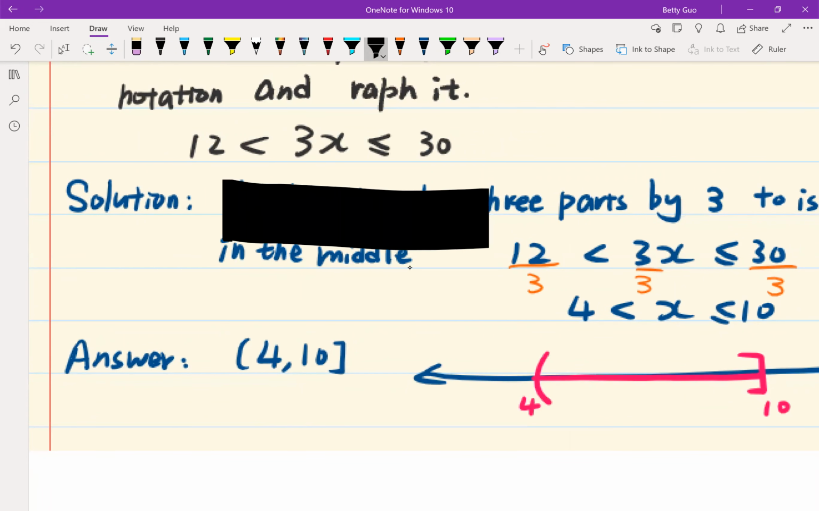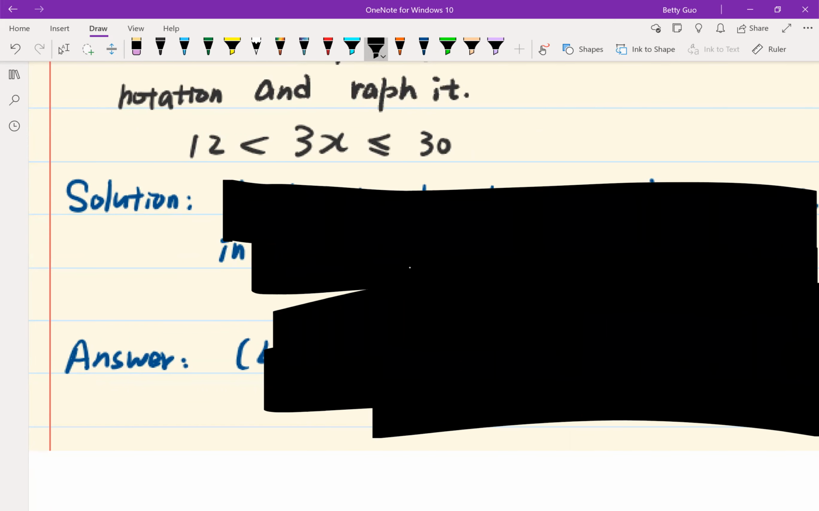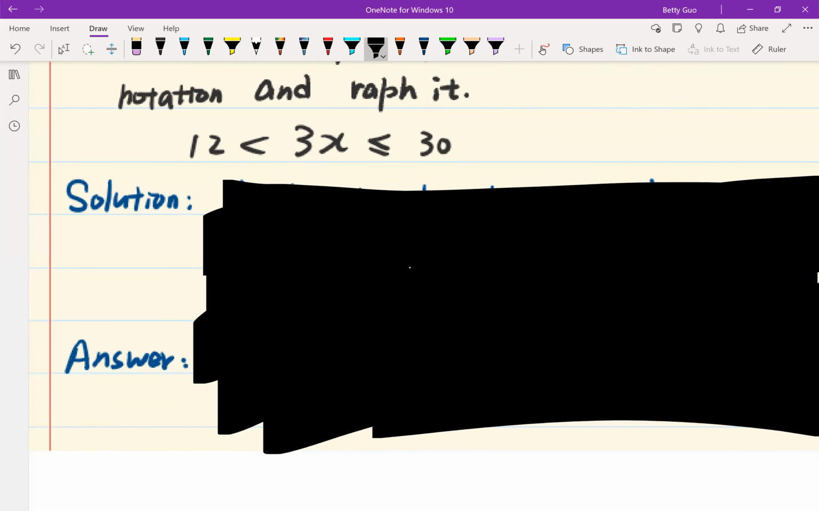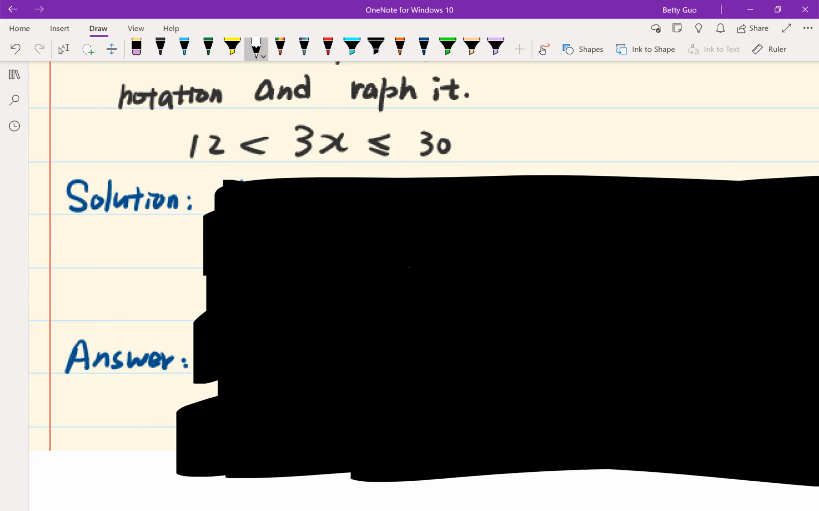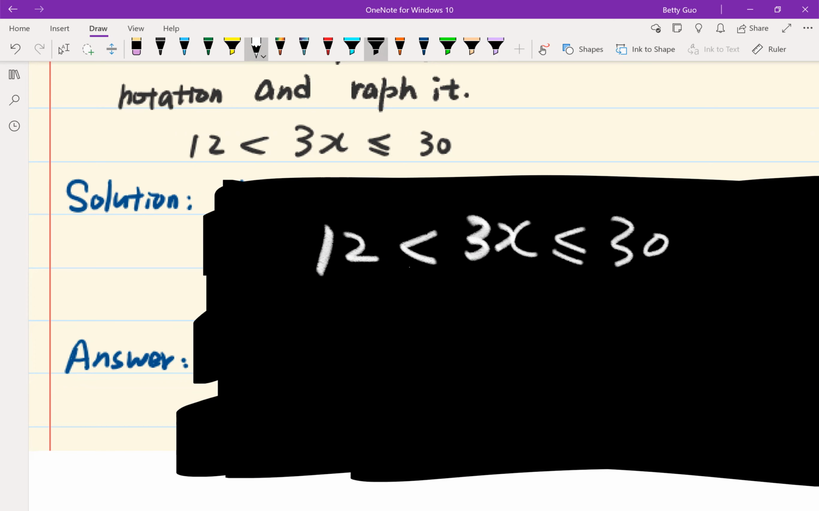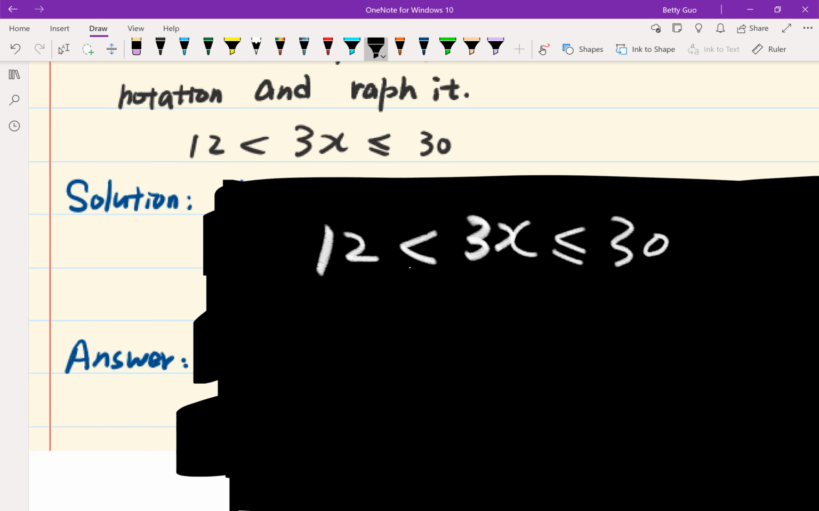I'll give you a couple minutes. Solve this compound inequality. You did the same thing, I think you did this as well. 3x is in the middle, right-hand side is 30, left-hand side is 12. When we solve a compound inequality, we try to isolate x in the middle. How do we isolate x in the middle? We need to get rid of 3, right?